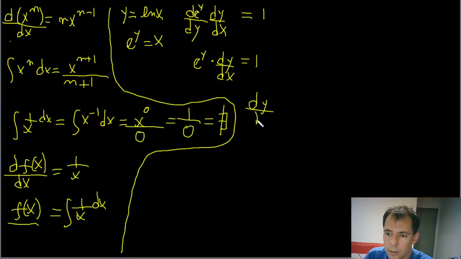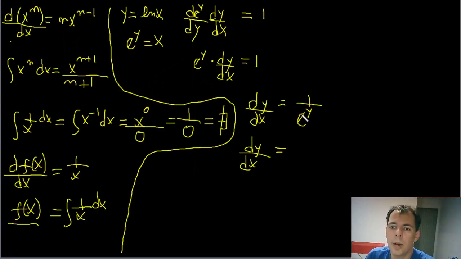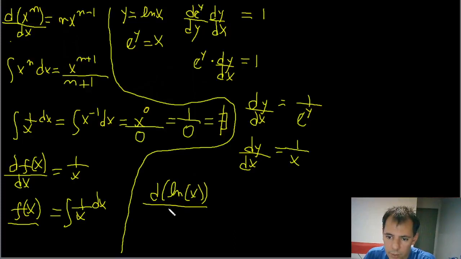What are you going to have now? dy/dx equals 1 divided by e to the y. What is e to the y? e to the y is x. So you can just say that this equals 1 divided by x. There you go. And what is y? y is ln of x. So we just proved that the derivative of ln of x with respect to x equals 1 over x.